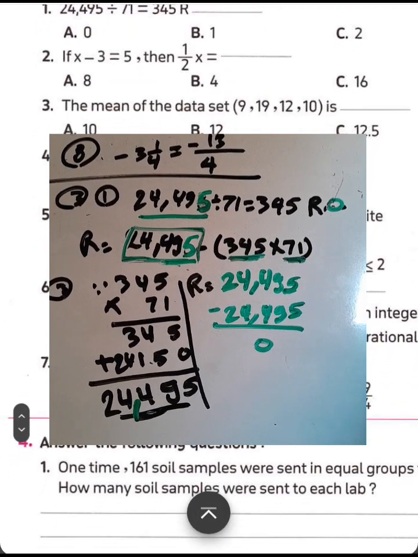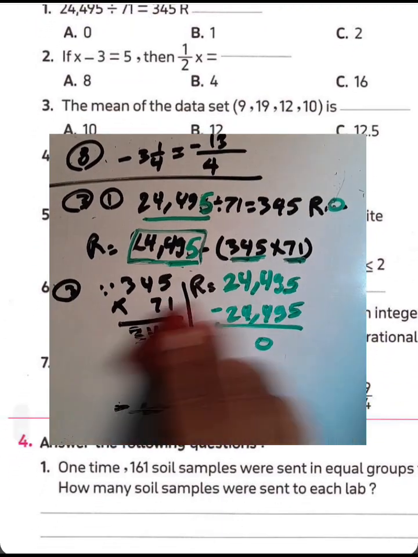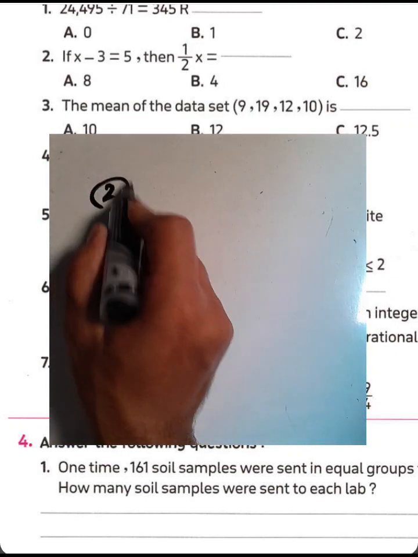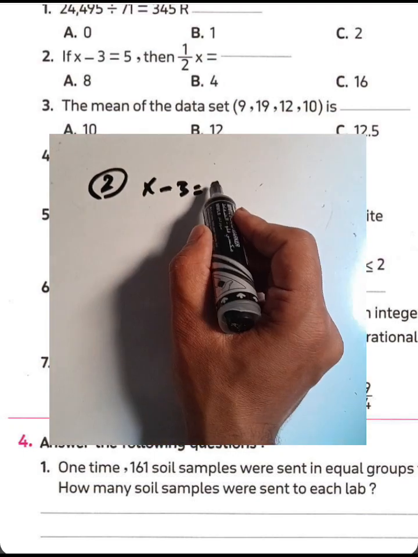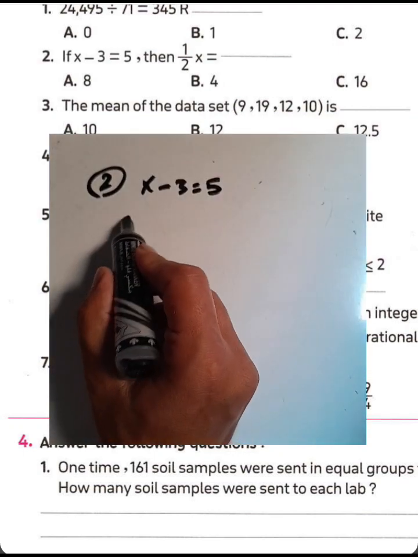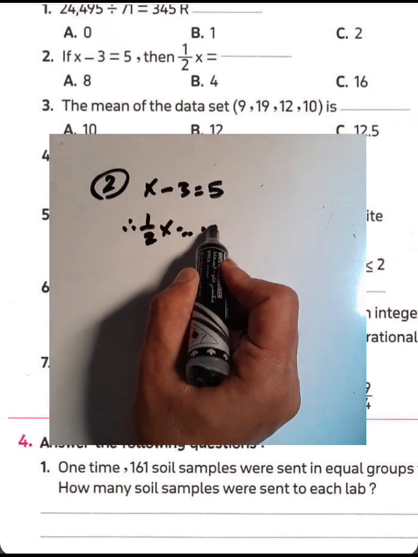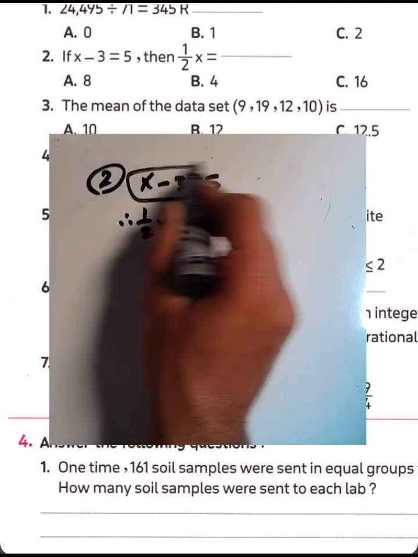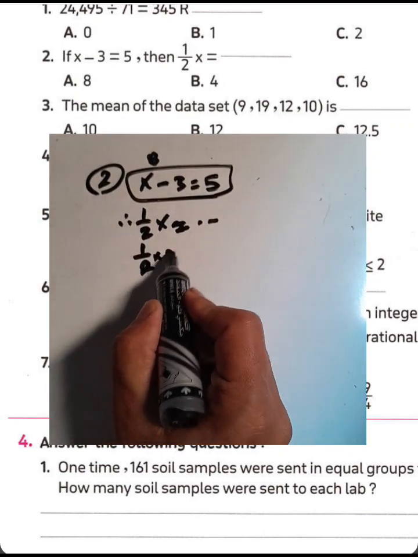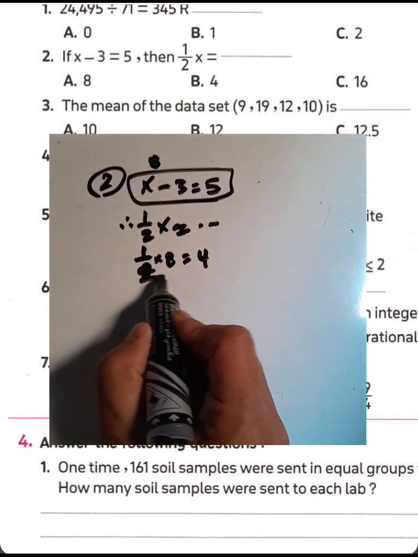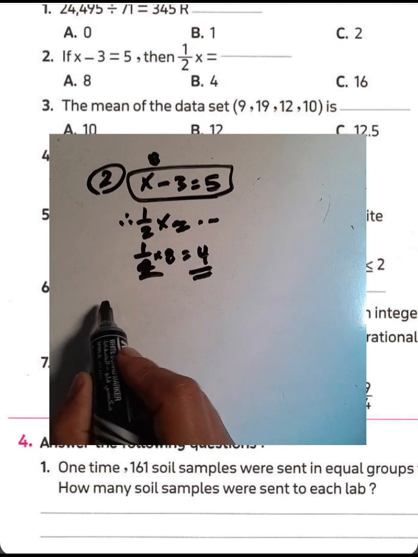Question number 2, if x minus 3 equal 5, then half of x equals what? X minus 3 equal 5, then x here will be 8, then half of 8 will be equal 4. The result will be equal 4.